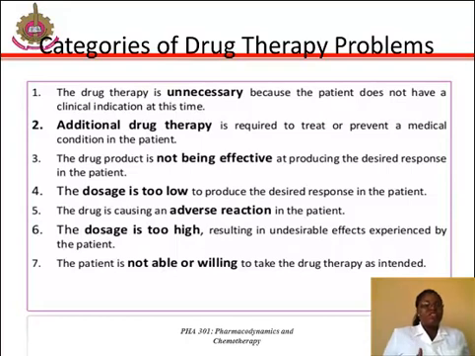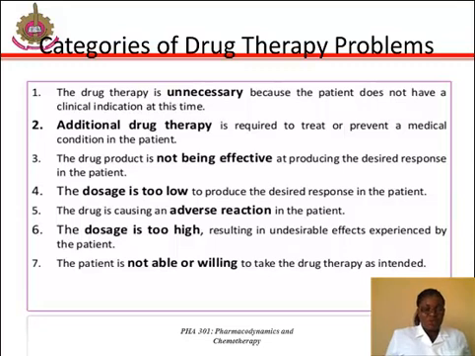What are the categories of drug therapy problems? 1. The drug therapy is unnecessary because the patient does not have a clinical indication at this time. We can also have the problem of additional drug therapy, which is required to treat or prevent a medical condition in the patient. There could be a problem of drug not being effective. That is, the drug product is not being effective at producing the desired response in the patient.